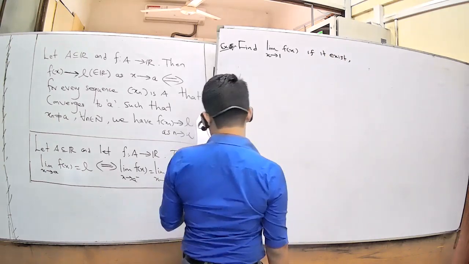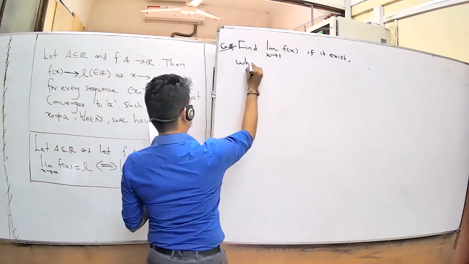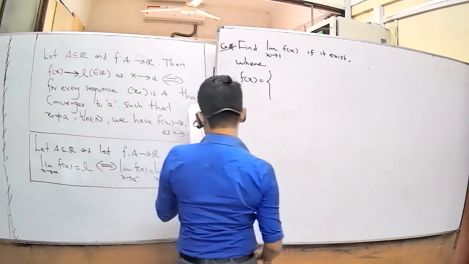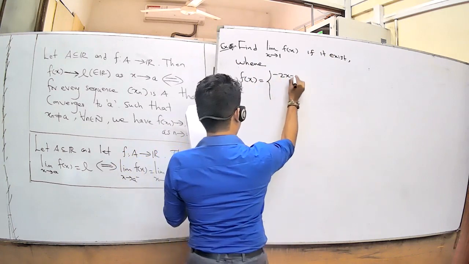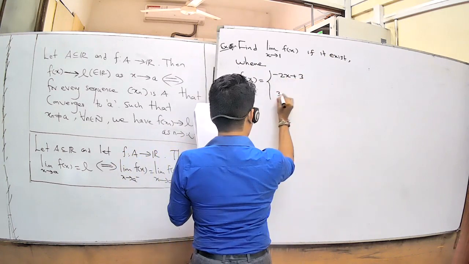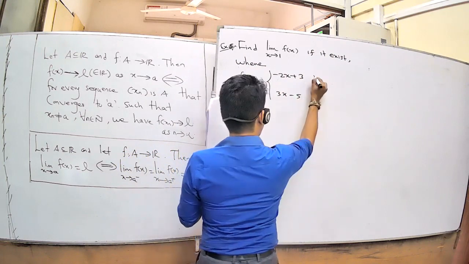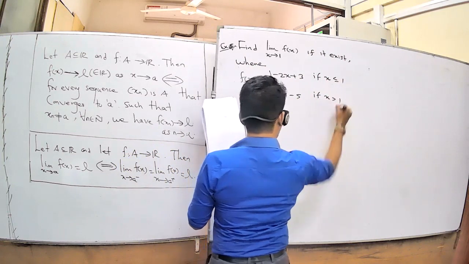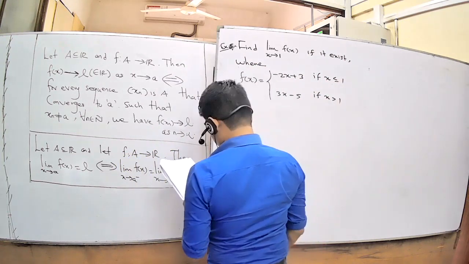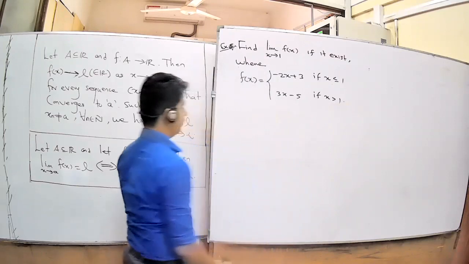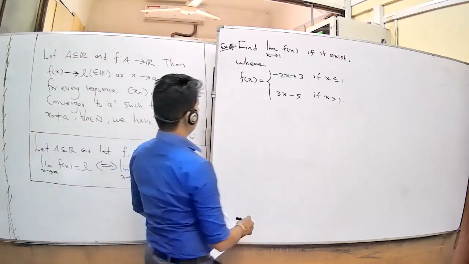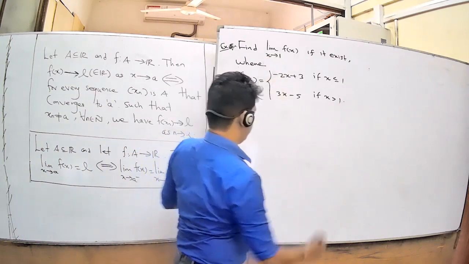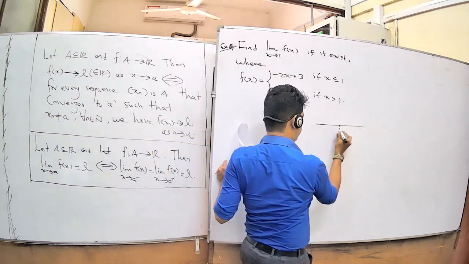Where your function f of x is defined by minus 2x plus 3 if x is less than or equal to 1, and 3x minus 5 if x is greater than 1. Same idea. Now you have limit x tends to 1, therefore you have 1 here. Same idea, you can do it.